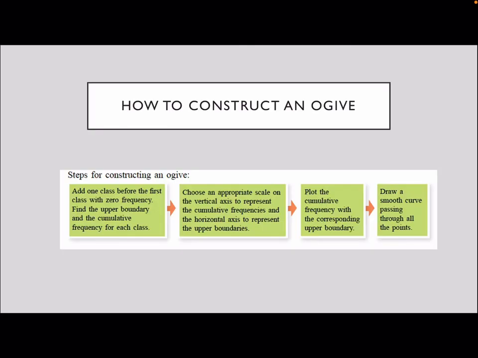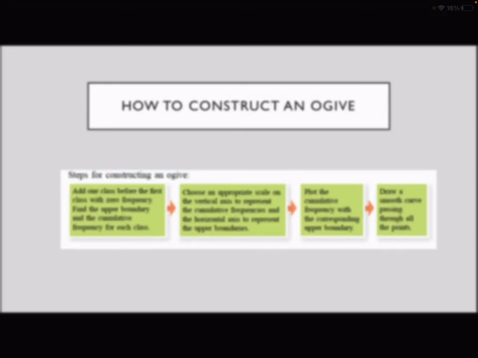What is an ogive? Besides the histogram and the frequency polygon, a frequency distribution can also be displayed by drawing a cumulative frequency graph, also known as an ogive. Ogives are very useful for us in order to determine the quartiles and the percentiles of the graph.